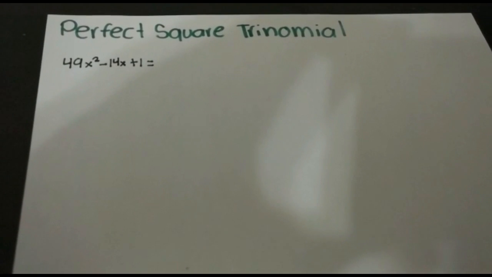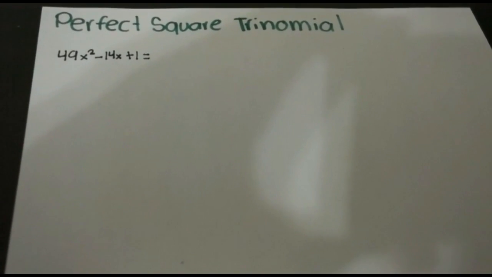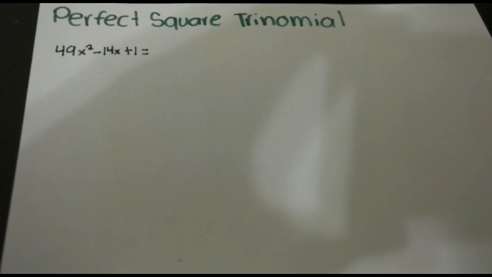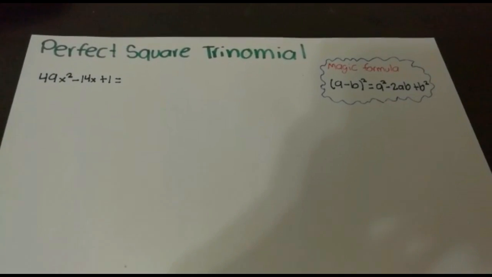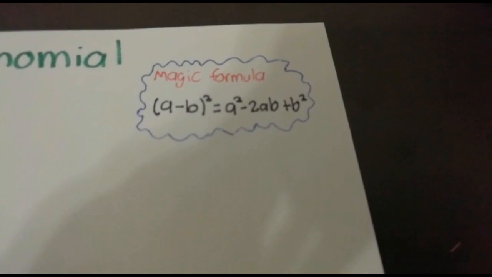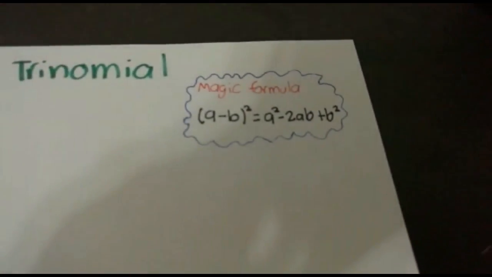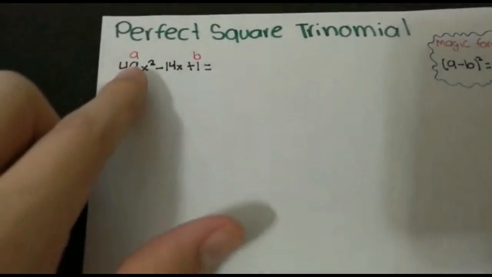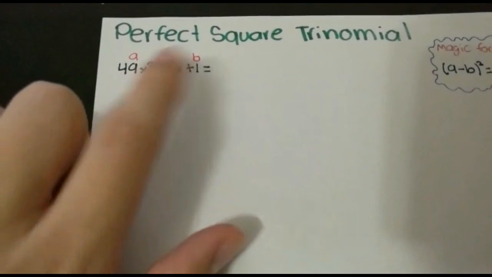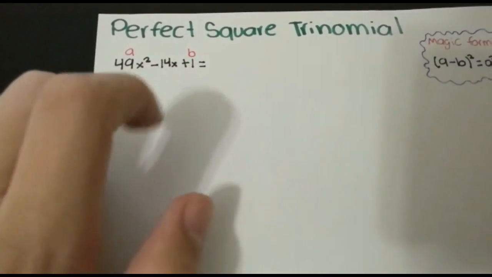It is 49x squared minus 14x plus 1. We will solve this problem by using the next formula. This is the magic formula that we will use to solve the problem. We just need to reverse it, because this is our A term and this is our B term.